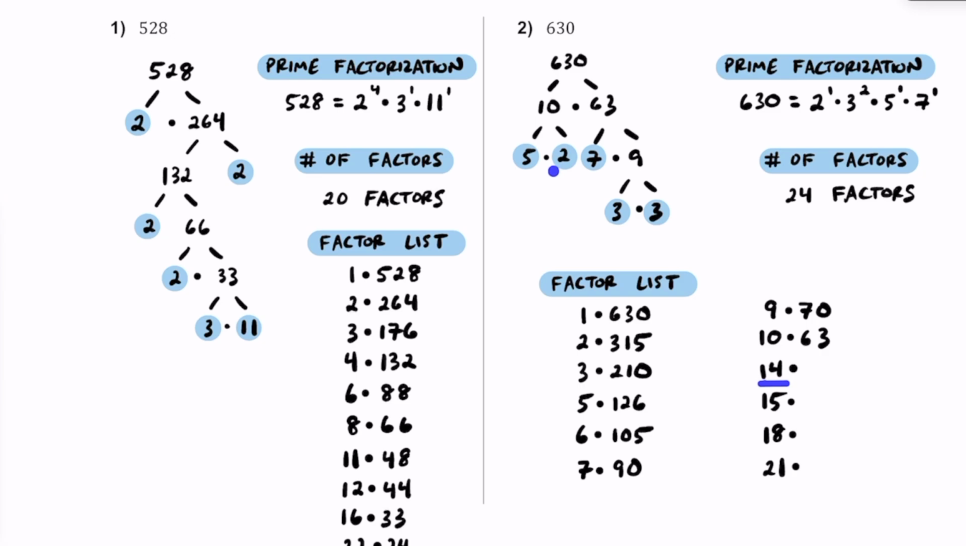14 here is coming from 2 and 7. That's going to be 14. So what's the rest of these? So it's 9 times 5. So it's like 14 times 45 is going to be that 630.